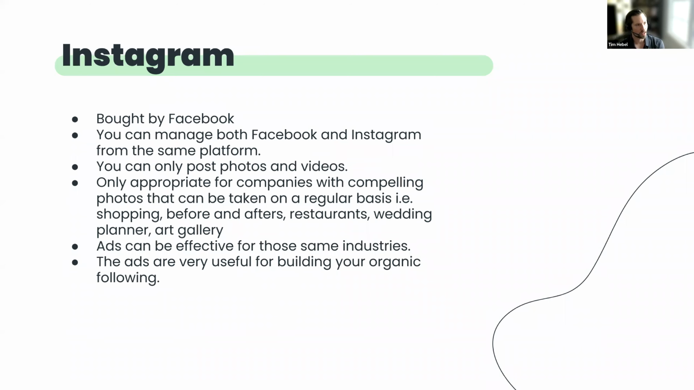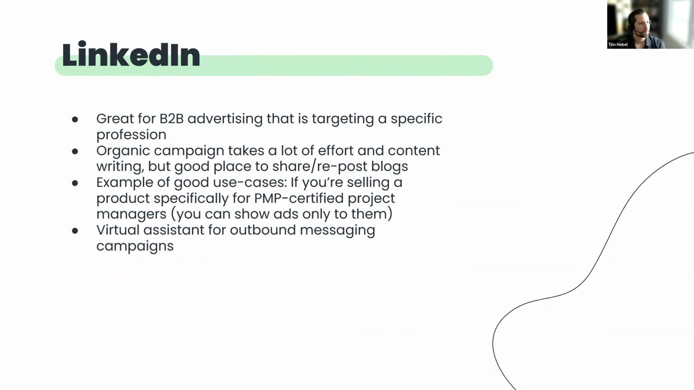Instagram, since Facebook owns it, it's really nice because you can manage Facebook and Instagram from the same platform. You can only post photos and videos, but one of the great things about Instagram is if you're trying to reach a younger audience, it definitely has a younger group of users than Facebook does. If you have compelling photos, then it makes it a hit. You'll get a lot of organic following if you're consistently posting really compelling photos or videos. We also recently, over the past couple of years, have seen a lot of the best organic growth and followers coming on Twitter, or I'm sorry, on Instagram.